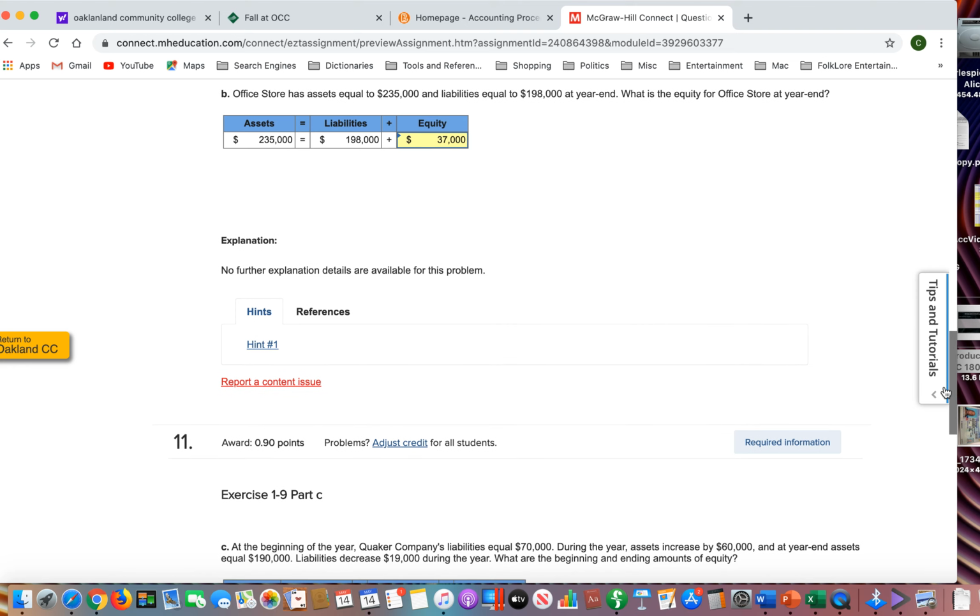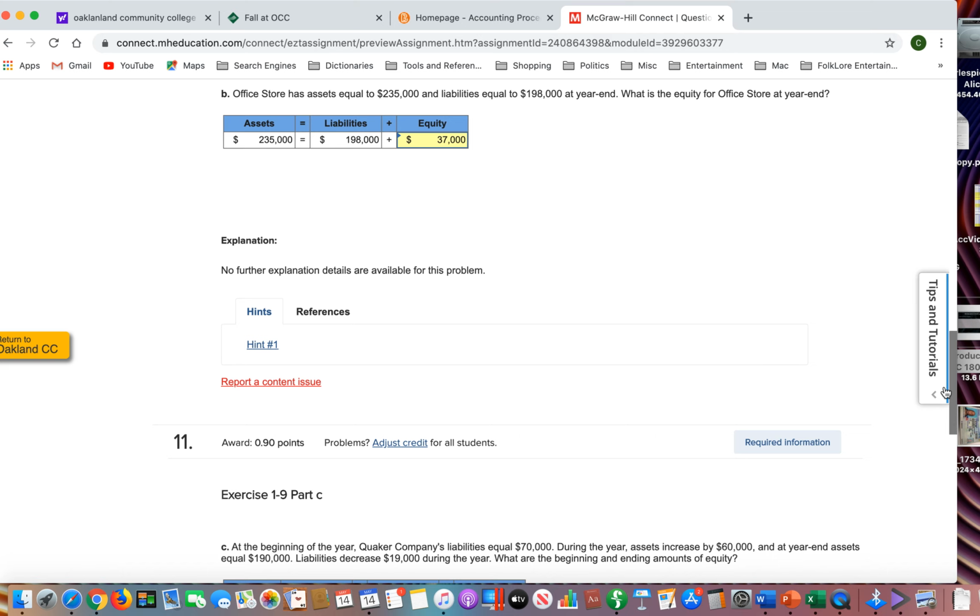Here's another example. At the beginning of the year, Quaker Company liabilities equals $70,000. Assets increased by $60,000. And at year-end, assets equal $190,000. Liabilities decreased by $19,000. What is the beginning and ending amounts of equity? Okay.